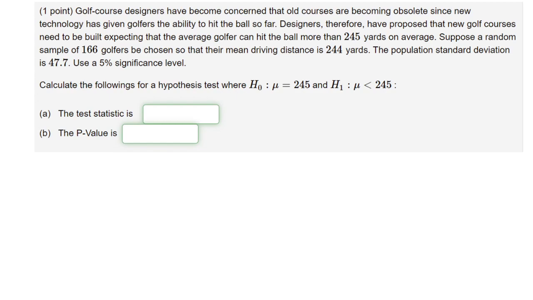Golf course designers are trying to figure out the average golfer's driving distance, and they think it's 245. Their mean value of 166 samples gave you 244. Given that you have 47.7 as the population standard deviation, and at a 5% significance level, we want to test if 245 is too much or too small.